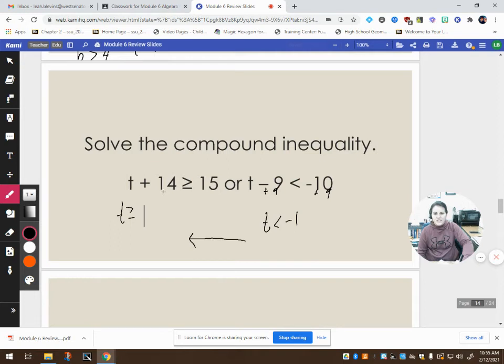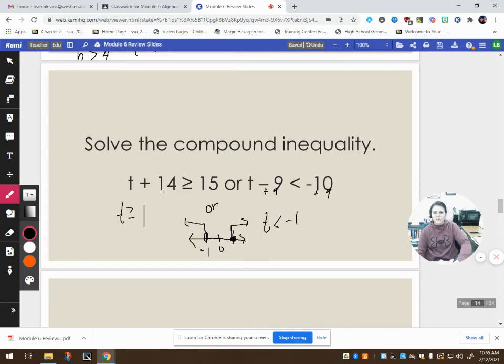So we've got t is less than negative 1, or we're looking for values of t that are greater than or equal to a positive 1. So here is our solution. We need to put that word "or" in there. We can have these solutions down here or these solutions down here.